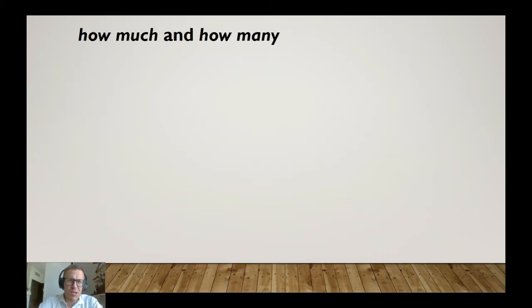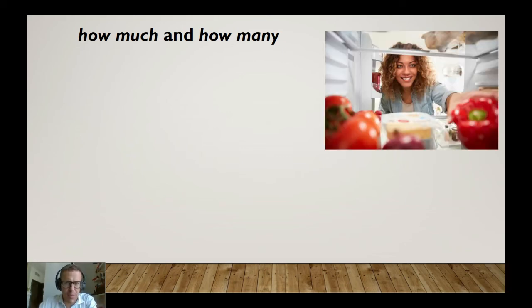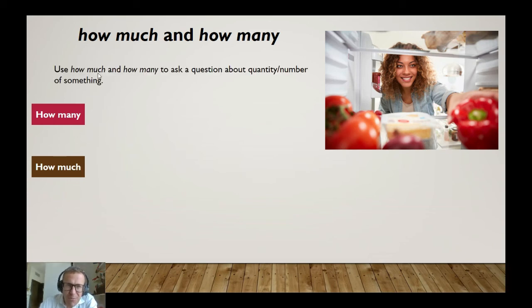So let's now look at how much and how many. Here we have a picture of a lady looking in the fridge. That will be me in a couple of minutes. And the questions how much and how many. We use how much and how many to ask a question about the quantity, the number of something you have. So she's looking in the fridge and she needs to know, do I have this, this, this to cook food?